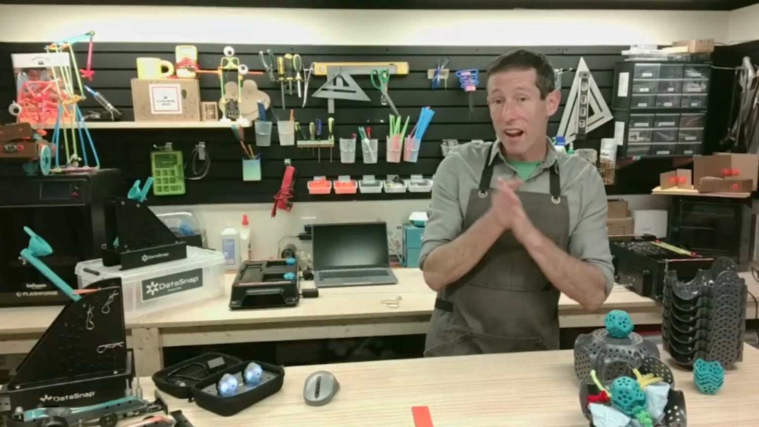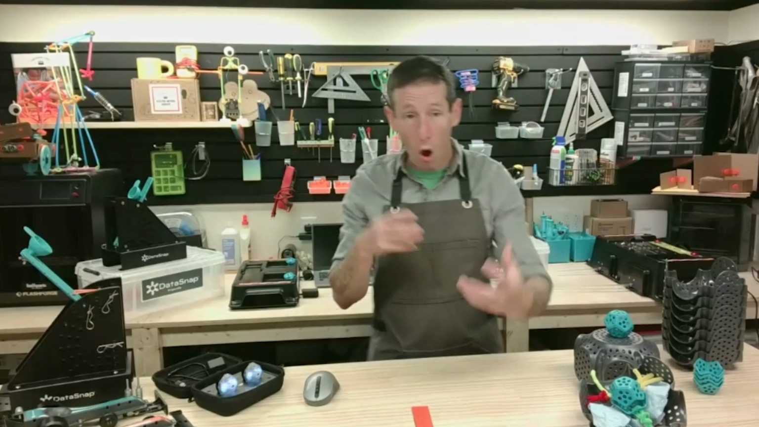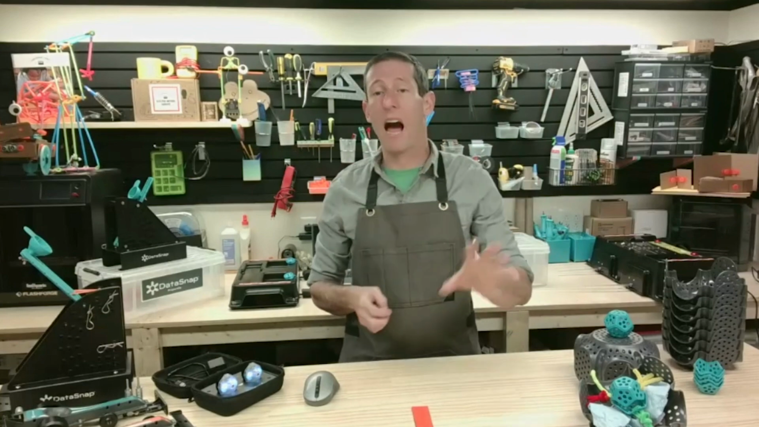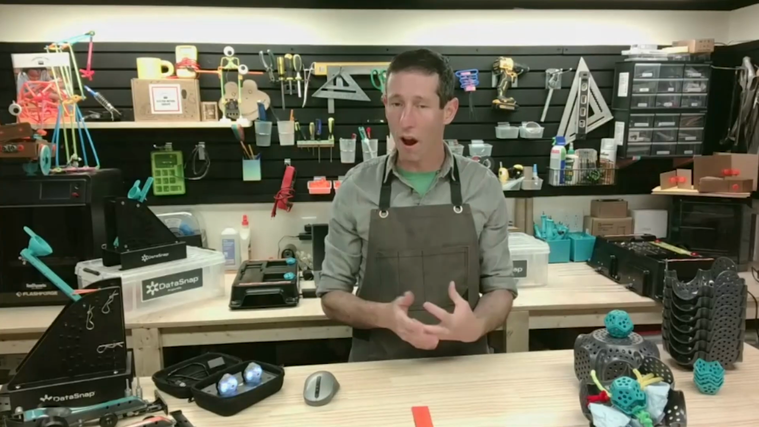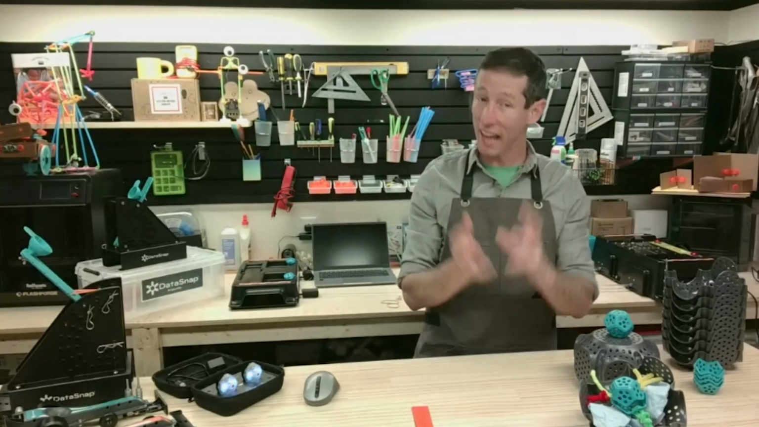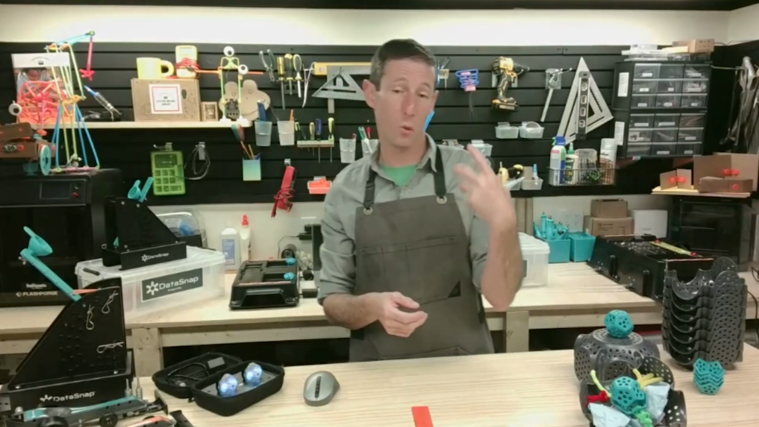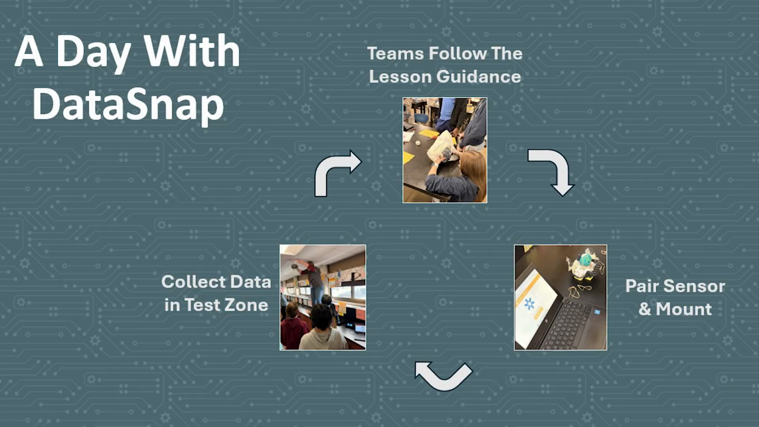Now, what does it actually look like? What is the flow of learning with DataSnap? So this diagram kind of captures it. Because we're trying to engage in authentic engineering, that means we need rapid iteration to occur. So what it looks like is teams are following the curriculum. They're doing their builds for their challenges or their explorations. Once they're ready, they're going to come over to the pairing station.